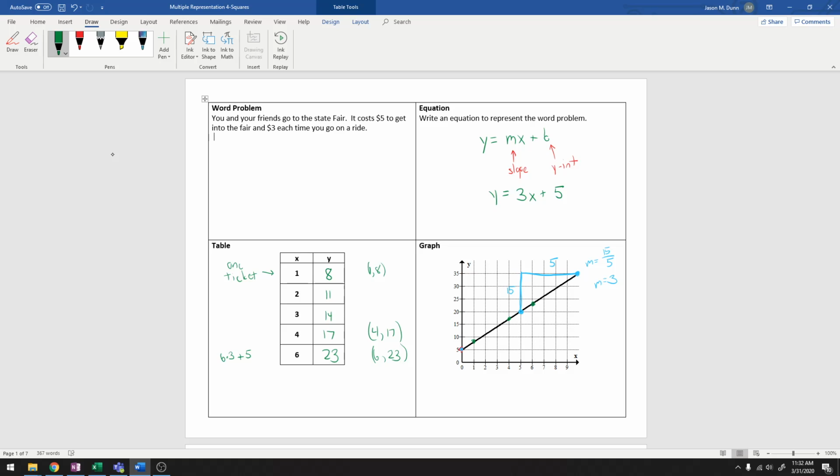There you go. Hope you found that useful. And try the rest on your own. I think you have 6 more pages to try independently.